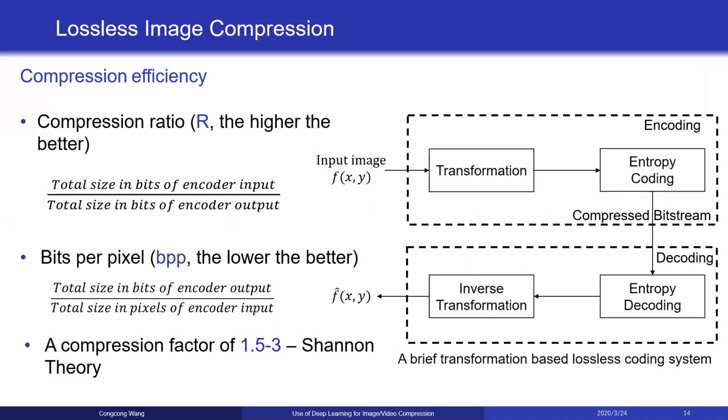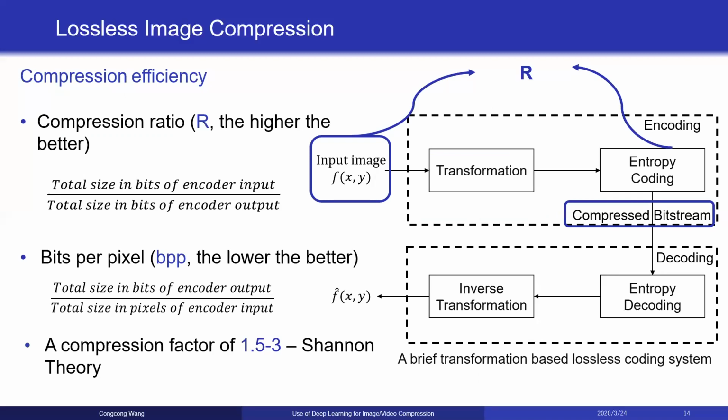For this kind of system, the performance is how much we can compress. It can be computed by the ratio between the size of the input of the encoder and the size of the output, the bit stream. Another format is bits per pixel, meaning how many bits one pixel will take. This is a lossless system, so according to channel entropy theory, it cannot compress much. Mainly the compression rate is between 1.5 and 3.